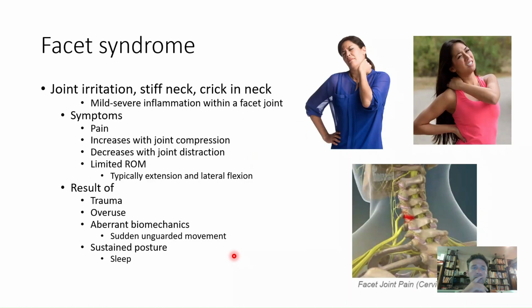Okay, next thing I want to talk about is facet syndrome. So these are when the joints in your neck specifically, but this could happen in any joint, but we're in the cervical spine, become inflamed, right? So joint irritation, stiff neck, crick in the neck, mild to severe inflammation within a facet joint. Holy moly, I would say generally severe inflammation.